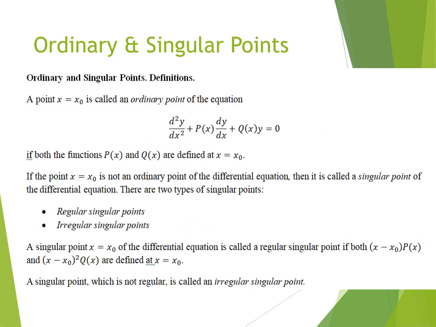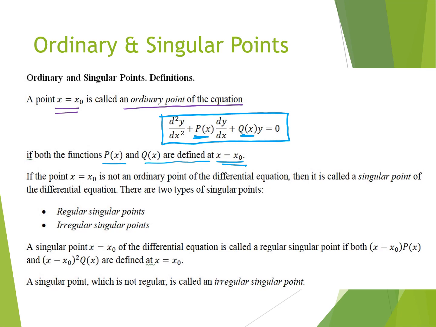Now the ordinary and singular point in this concept. A point x equals x0 is called an ordinary point of the equation. A standard second order differential equation is d square y by dx square plus p dy by dx plus q y equals 0, where p and q are functions of x, if both the functions p and q are defined at x equals x0.